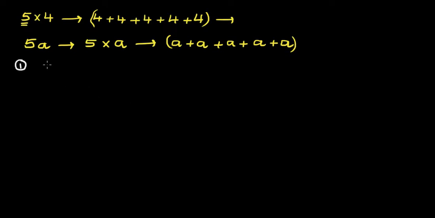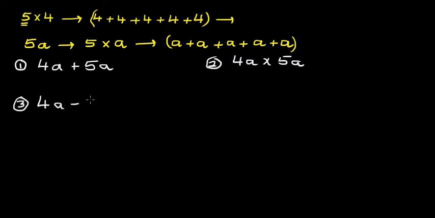So if it is, say, 4a plus 5a, okay, what would happen if it is 4a times 5a? Okay, so let me put the next one. If it is, say, 4a take away 5a, and the fourth is 4a divided by 5a. Okay, so I'm going to put a few more questions. You can pause this video and try to do this yourself.